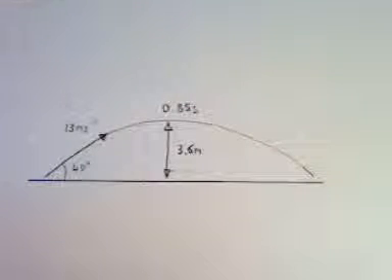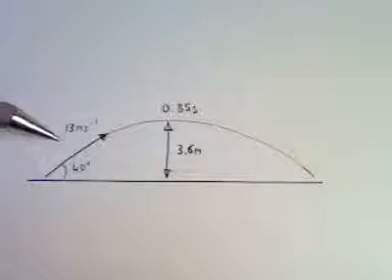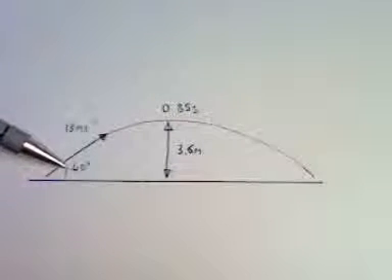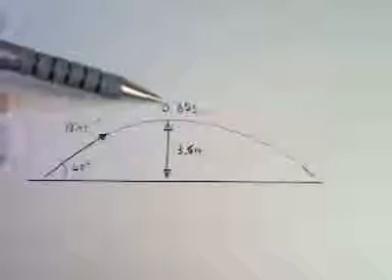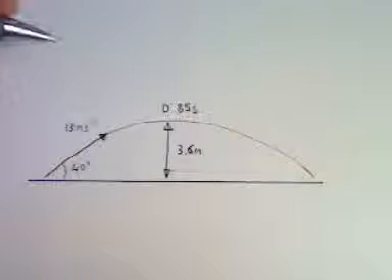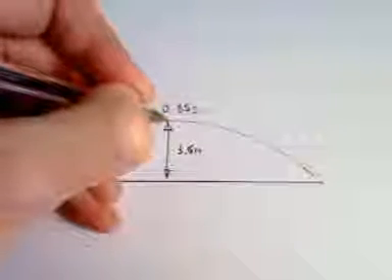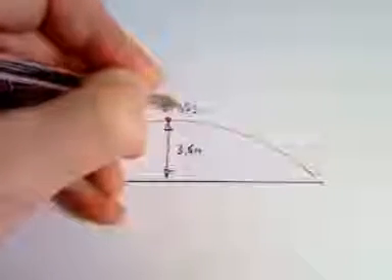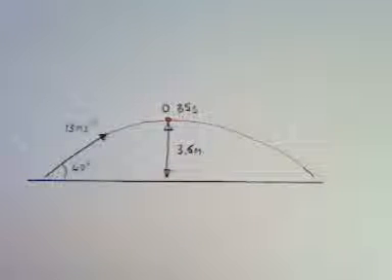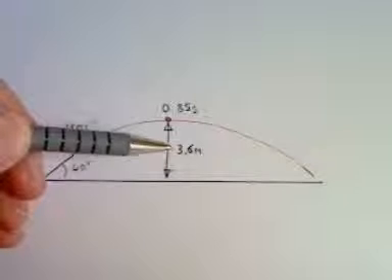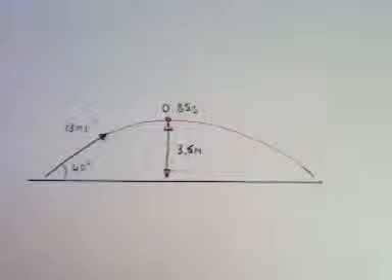So to summarise, we found for our projectile launched at 13 meters per second at an angle of 40 degrees to the horizontal, the time for the projectile to reach its maximum height here is 0.85 seconds, and we've calculated that the maximum height is 3.6 meters.